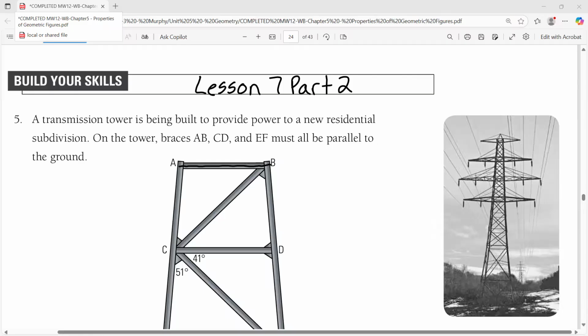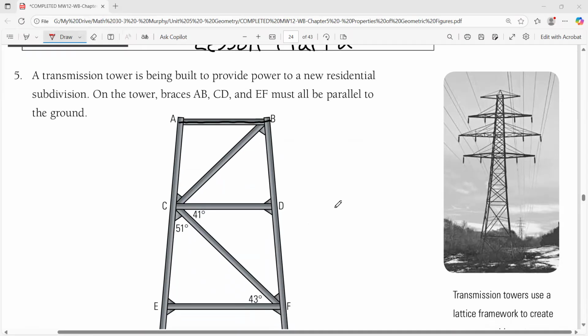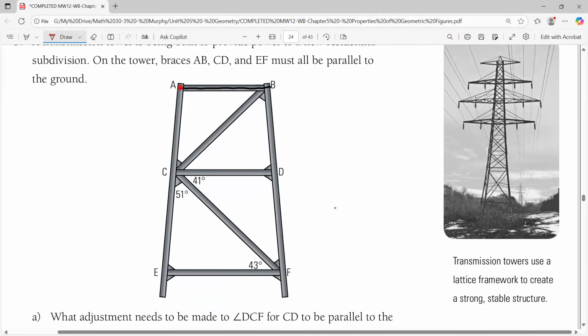Okay, this is Geometry Lesson 7, Part 2, and we're going to be doing the Build Your Skills 5, 6, and 7. Okay, a transmission tower is being built to provide power to a new residential subdivision. On the tower, braces A to B, so from here to here, C to D, from there to there, and E to F must all be parallel to the ground. What adjustment needs to be made to angle DCF?